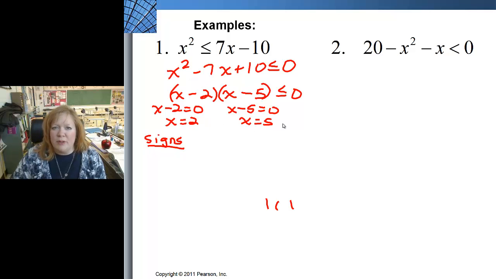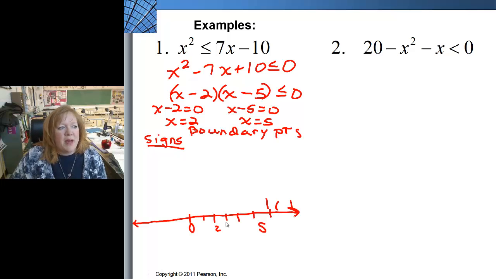This breaks our number line up into different intervals, because this is where this function equals 0. So we just have to check our number line to see which ranges of values will make this true. I do this by way of a chart or table. So those are our boundary points. I leave some space there, and we're going to be checking our signs.